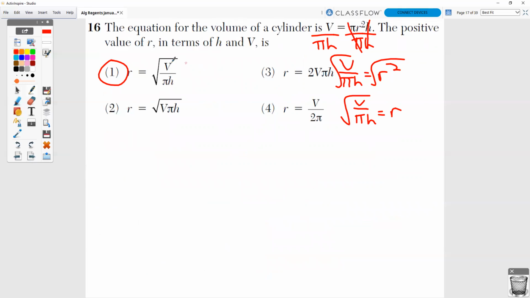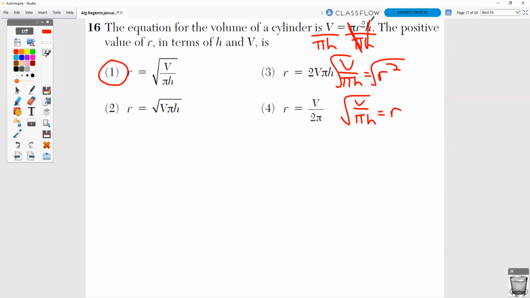Question number 16, you want to rearrange for R equals. To rearrange for R equals, you want to try and get the R all by itself. We have pi times R squared times H. You could divide by everything except for the letter that you're solving for. So divide by pi times H and pi times H.